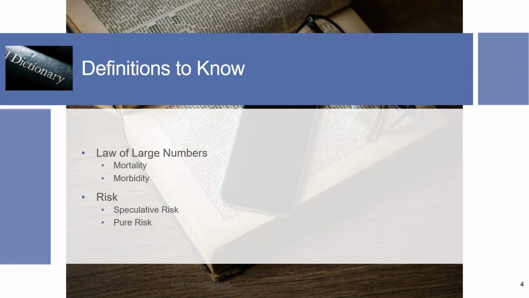Since insurance contracts are contracts of indemnity, it's only there to cover the loss. So if you can get a gain, that kind of contradicts what the rule of insurance is all about. And so we do not insure speculative risk. Pure risk is the risk that we can insure. And pure risk is the possibility of loss only. No gain.